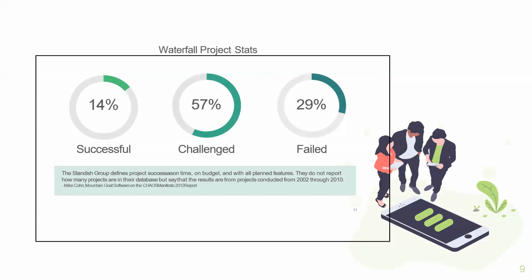14% successful, 50%, 57% challenged. Challenge basically means that we didn't complete it, or there were a lot of issues along the way, and then 29% failed. This is a huge failure when it comes to project delivery, and 59 is basically just in between, right? So those are the major challenges of the waterfall project.